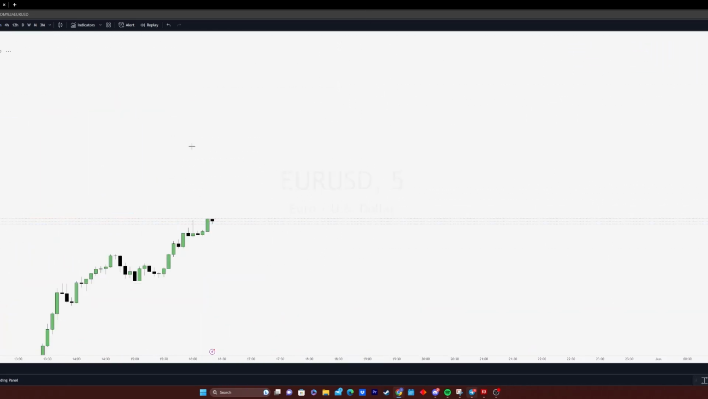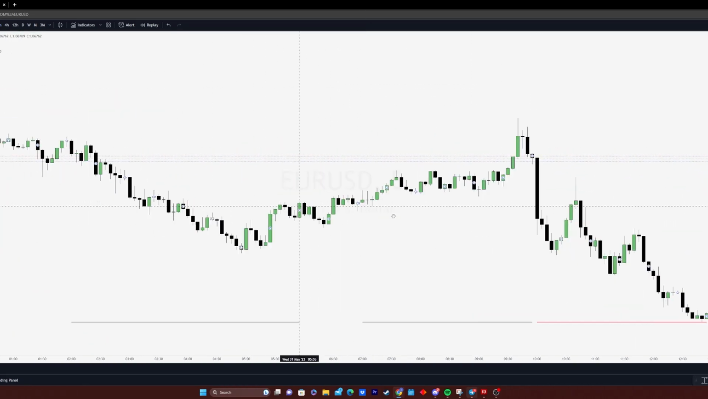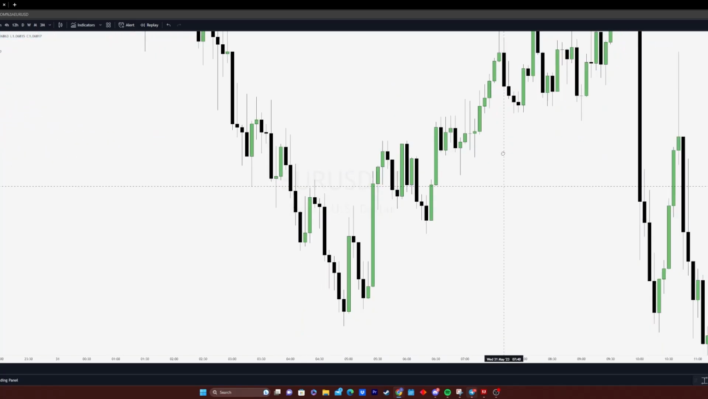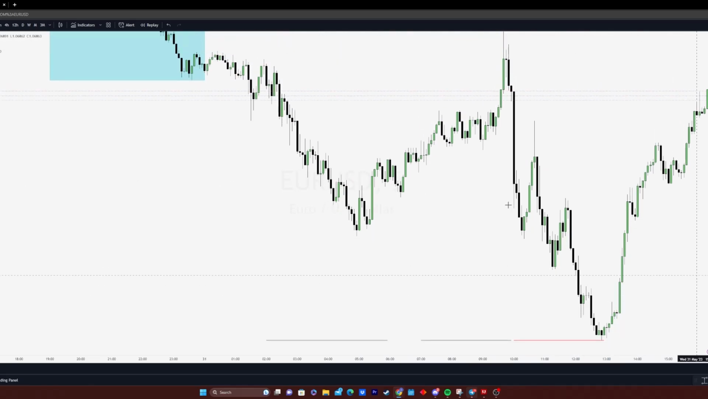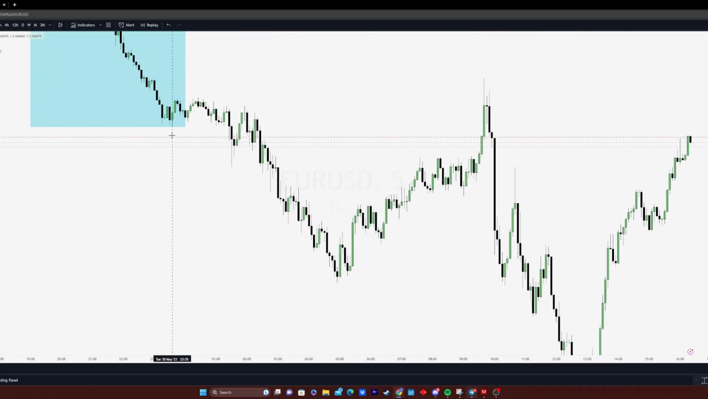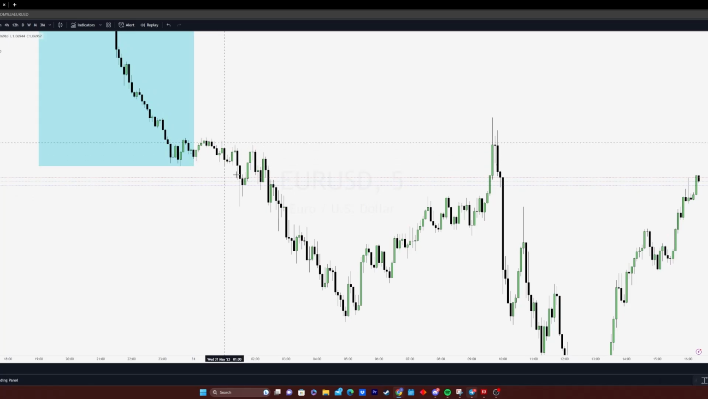Let's go over to the 5-minute for Euro USD. Okay, so this is the market maker model right here. Here, we have our origin, an area of accumulation to start forming the model. Okay, and here we look: accumulation, displacement lower.